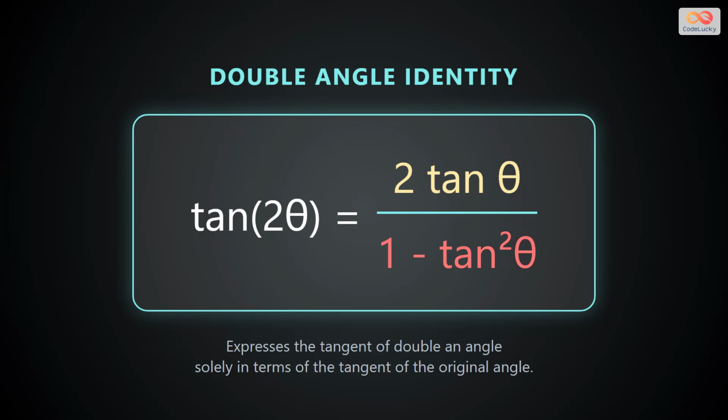Putting it all together, we arrive at the final double angle identity. Tangent of 2 theta is equal to 2 times tangent theta, divided by 1 minus tangent squared theta. This powerful formula allows us to calculate the tangent of a double angle, knowing only the tangent of the single angle.